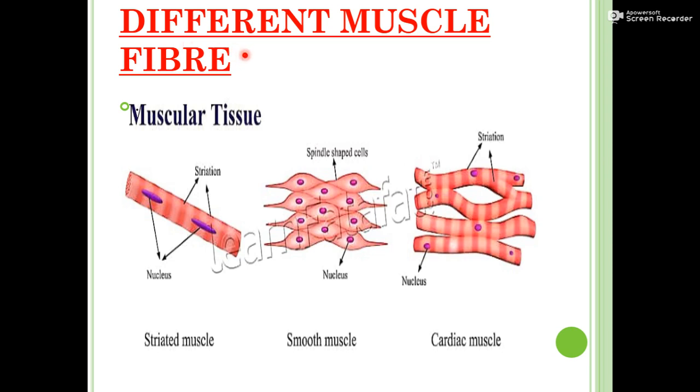And today we will discuss the muscular tissue. As you all know, all tissues are made up of cells. In the same manner, muscular tissues are also made up of cells, and these cells are known as muscle cells, also known as muscle fibers. In the muscular tissue, there are three different kinds of muscle fiber. Striated muscle, second is smooth muscle, and the third is cardiac muscle.